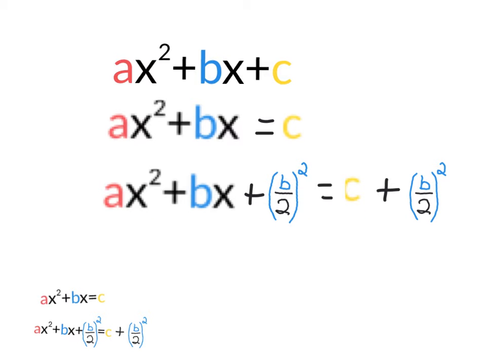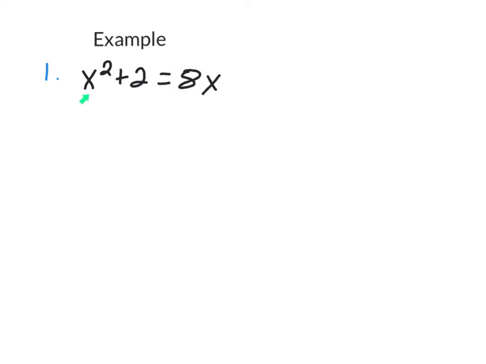All right, so let's take a look at some examples where we are solving it. In this example, it says x squared plus 2 equals 8x. We need to put this in the form ax squared plus bx equals c. So what we need to do is take the 8x and move it over to this side of the equal sign, and take the plus 2 and move it over to this side of the equal sign.